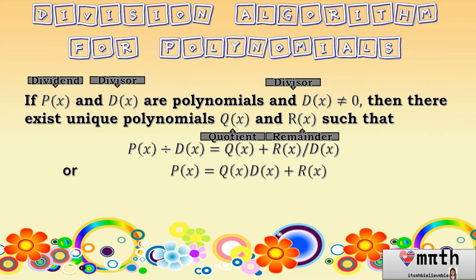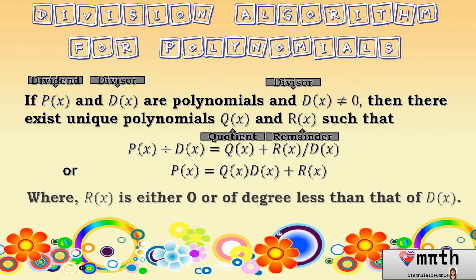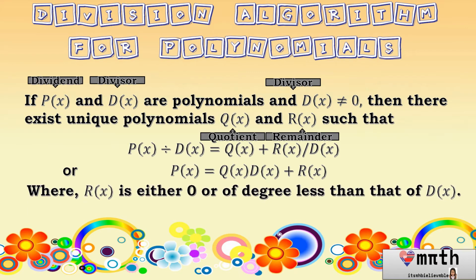Also, p of x is equal to q of x times d of x plus r of x, wherein the dividend is equal to the quotient multiplied by the divisor plus the remainder, where r of x is either 0 or of degree less than that of d of x.